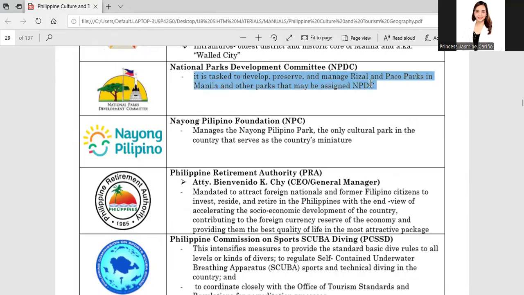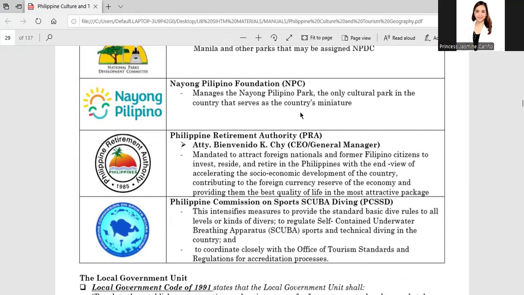So it is tasked to develop, preserve, and manage Rizal and Paco parks in Manila and other parks that may be assigned to NPDC. So class, with that said, all right, so we know that Rizal and Paco Park are national parks in the Philippines.